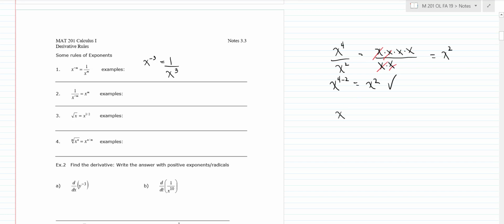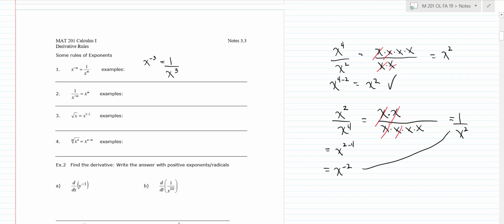But what if you were doing this backwards? What if you were doing x to the second over x to the fourth? If we subtracted the exponents, we would get x to the 2 minus 4, so x to the negative 2. Let's write this out. We would have x times x over x times x times x times x. The same thing happens: those go away. So you're left with 1 over x to the second. That's a train of thought that shows how this works. It's got to be that way if you have a negative exponent.